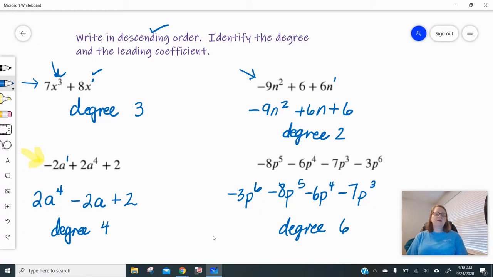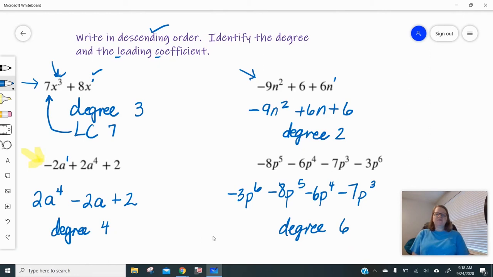Okay. The leading coefficient, we usually write that as LC, just to save a little time. And the leading coefficient is the number in front of that greatest degree, that first term. So the leading coefficient here is 7 because it's 7 times x cubed. Coefficient is just the number that's being multiplied by that variable.